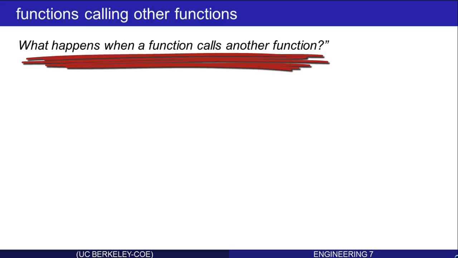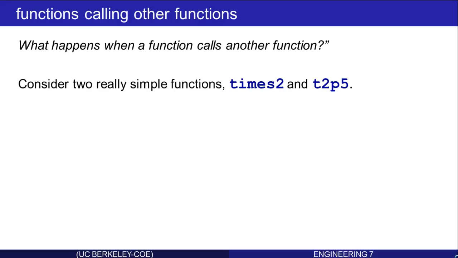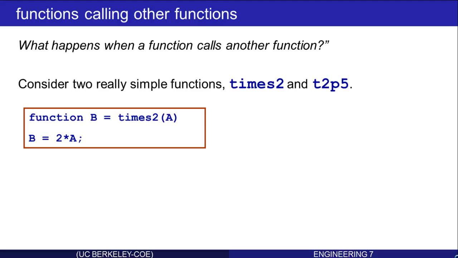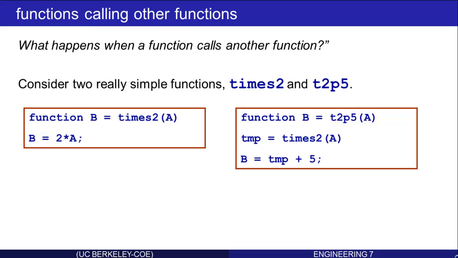Now that we understand the interaction between the base workspace and the function instance workspace when a function is called, let's investigate when a function calls another function. For this, we'll consider two very simple functions. Times2 returns an output argument which is twice the input argument, and T2P5 calls times2 and then adds 5 to that to return its output argument.